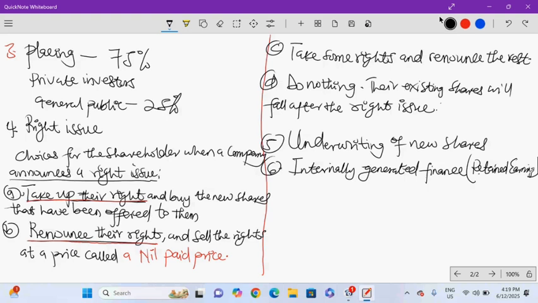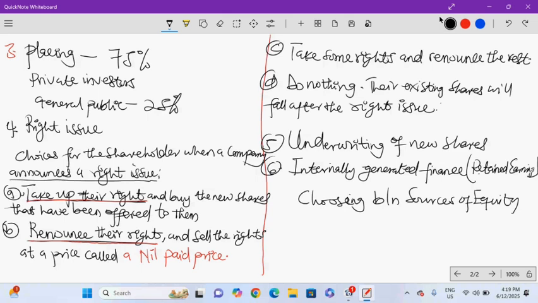Now, these are the methods under equity finance. So how do we choose? How do we know which one will work best for us? Choosing between the sources of finance, sources of equity finance to be precise.